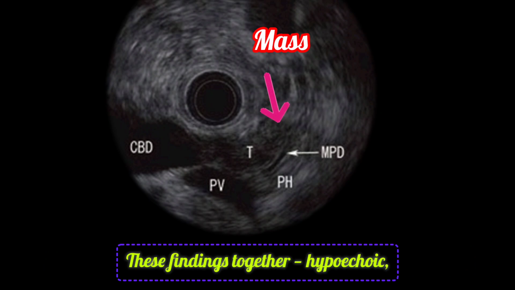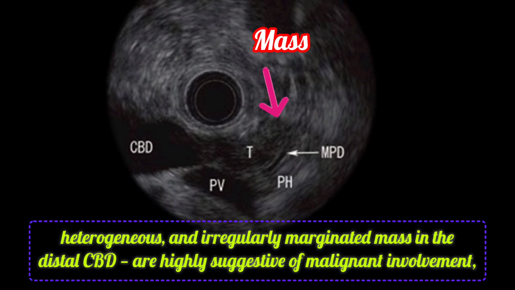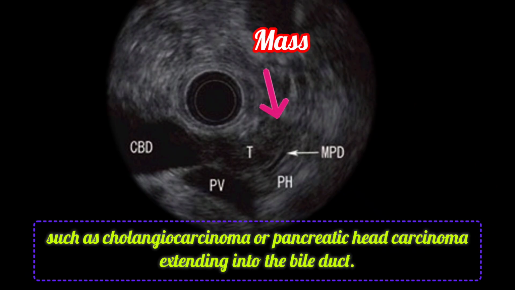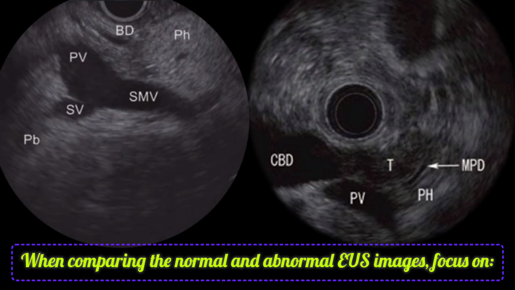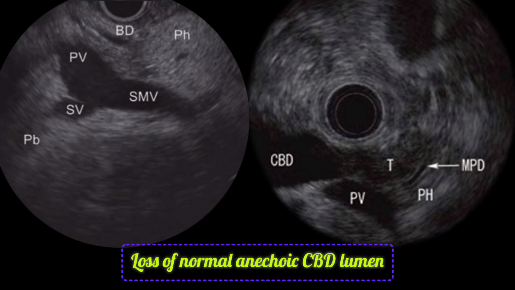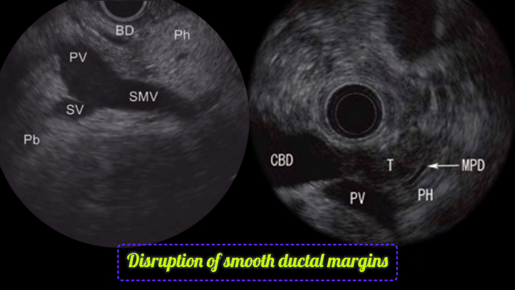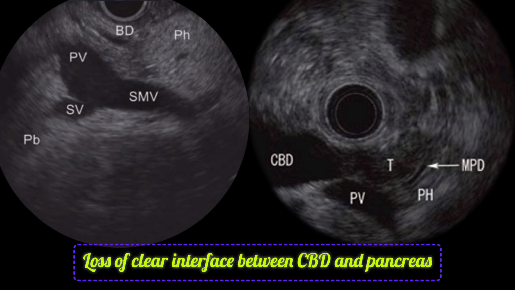These findings together, hypoechoic, heterogeneous, and irregularly marginated mass in the distal CBD, are highly suggestive of malignant involvement, such as cholangiocarcinoma or pancreatic head carcinoma extending into the bile duct. When comparing the normal and abnormal EUS images, focus on loss of normal anechoic CBD lumen, replacement by a solid hypoechoic lesion, disruption of smooth ductal margins, loss of clear interface between CBD and pancreas.